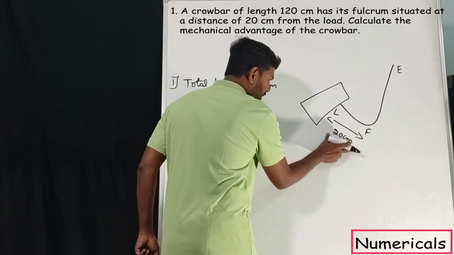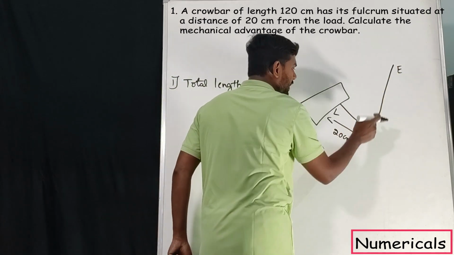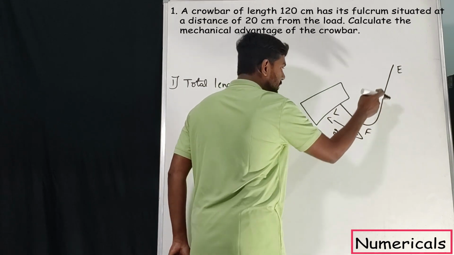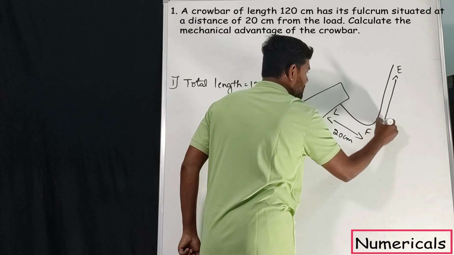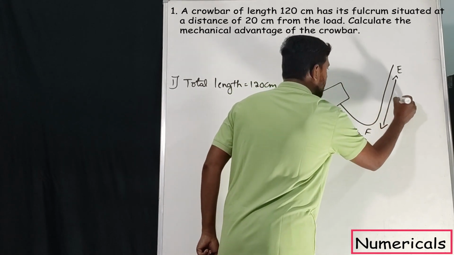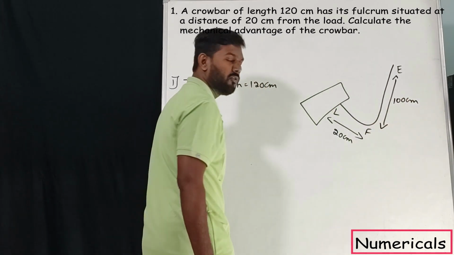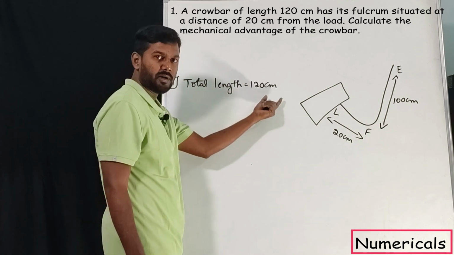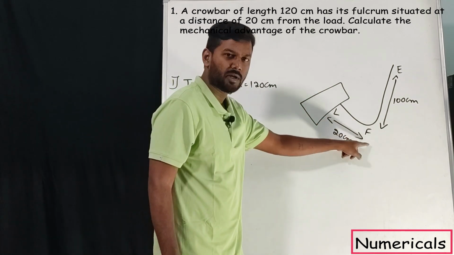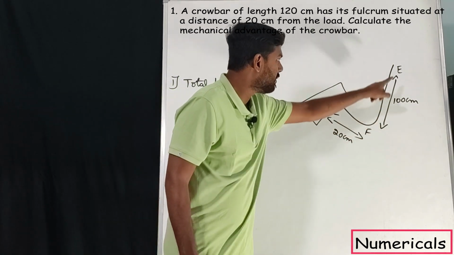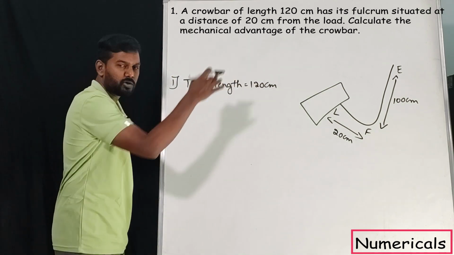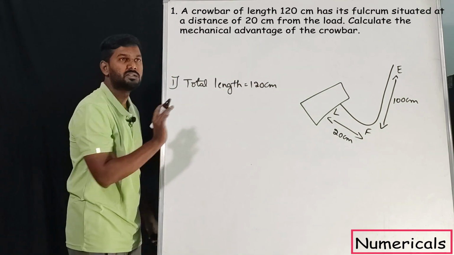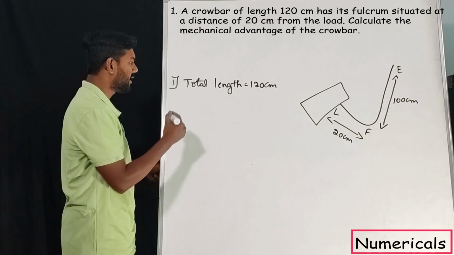If the load arm is 20 centimeter, how will we calculate the effort arm? From the effort to the fulcrum. So what distance will it be? This will be 100 centimeter. How did we get that? The total is 120. From the load to the fulcrum is 20. From the fulcrum to the effort will be 100 centimeter, because the total we have is 120 centimeter. This is the diagram. Now we have to calculate the mechanical advantage.